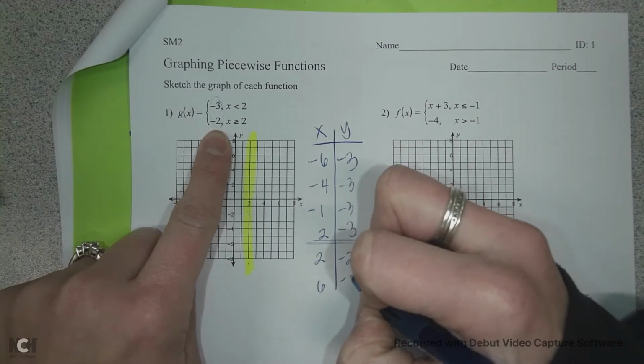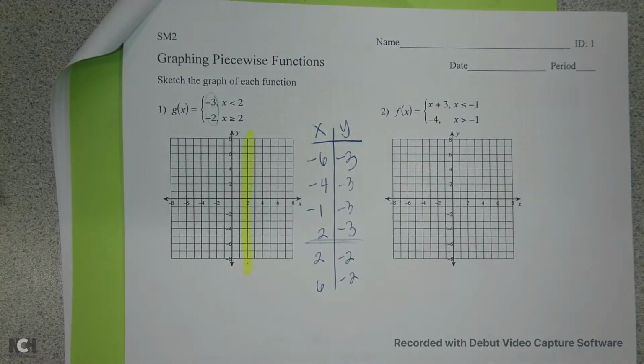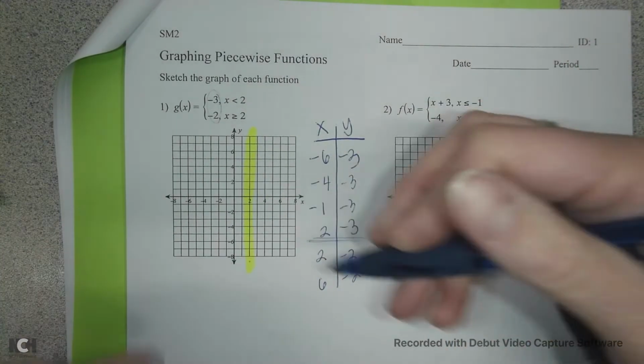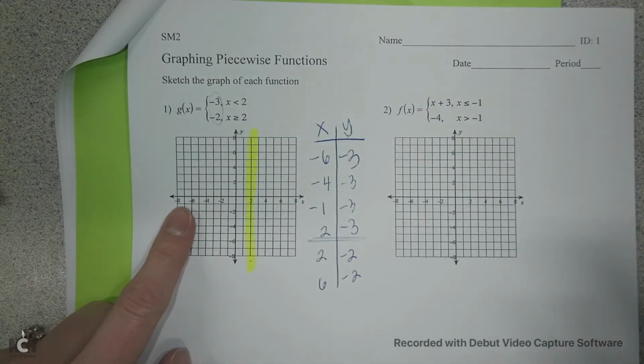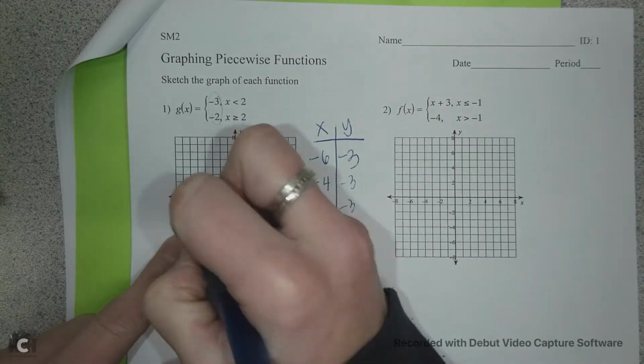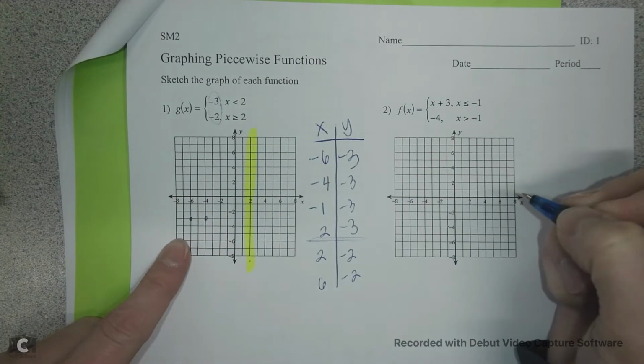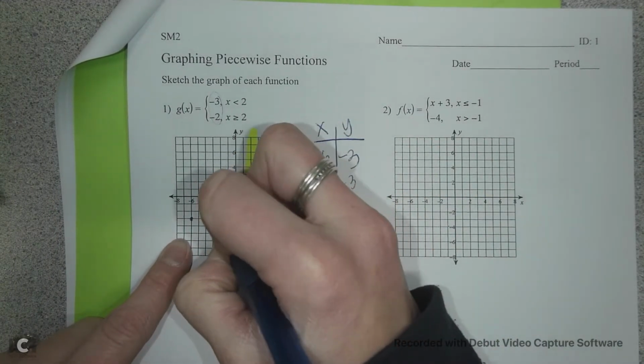We have -2 and -2. This just gives an idea of what a piecewise function actually looks like. So I'm going to put these dots on my graph because that's good practice for later. So -6, and then we have -1, 2, 3, -4, -3, -1, -3.